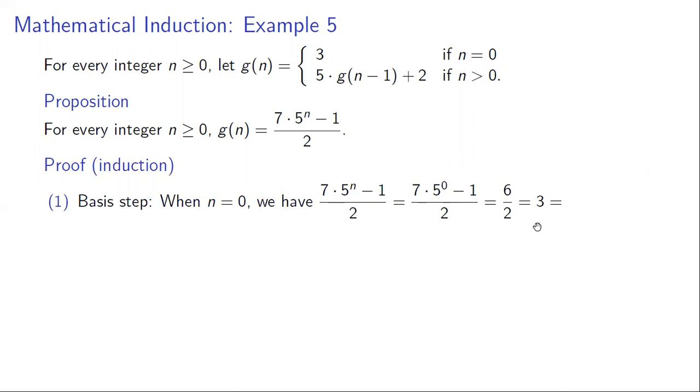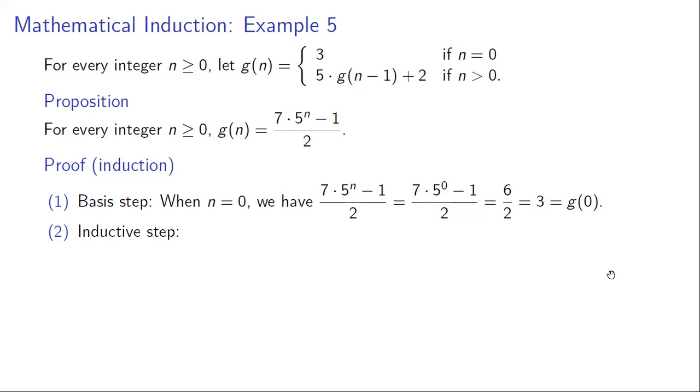Now this happens to align with g of 0. It agrees with g of 0. In other words, when n is equal to 0, the formula that we're trying to prove agrees with the definition of g, because the definition of g says that when n is equal to 0, in other words, g of 0 is equal to 3. So they agree. So that's the basis step.